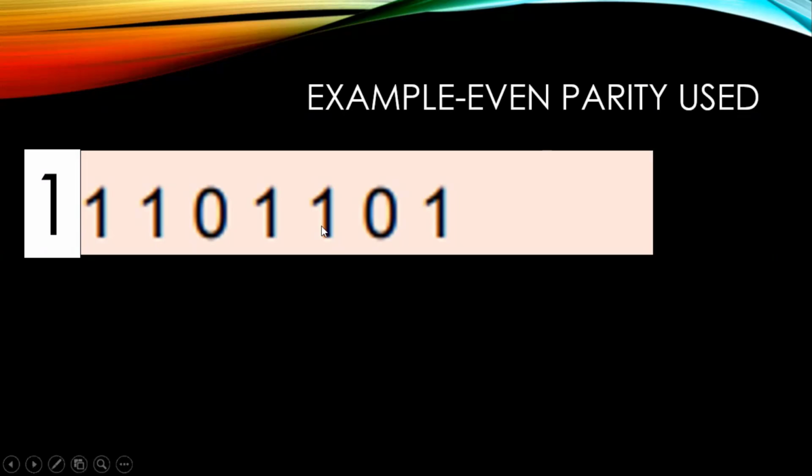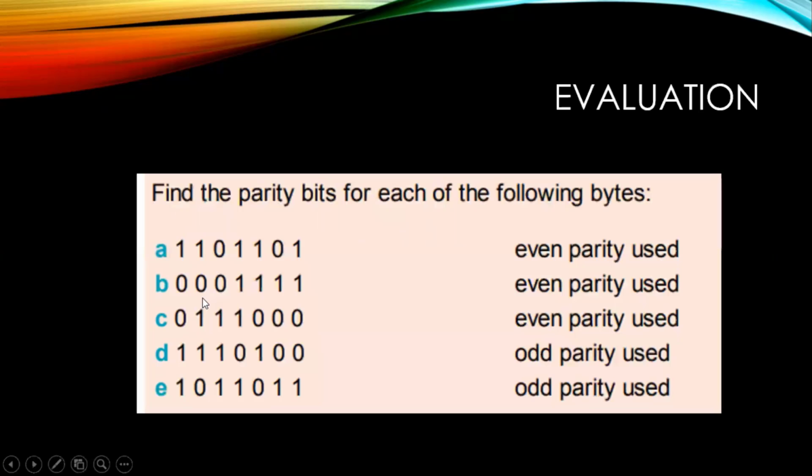So if you count the number of ones, I'll repeat it again. If you count the number of ones, it's 5 ones. 5 is an odd number. I need to make it even, so I add 1 to it.